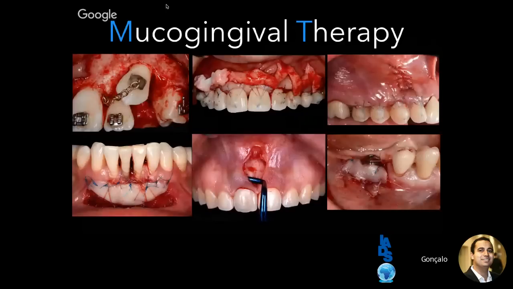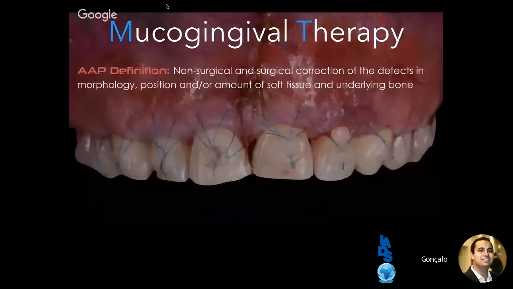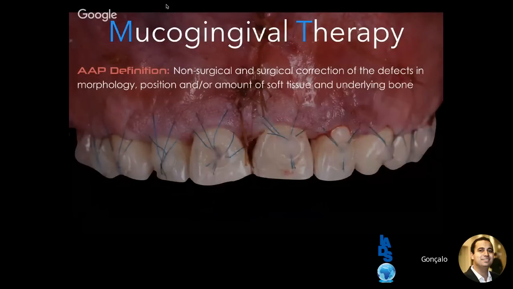So let's start with mucogingival therapy. During my presentation, I'm going to show some of my cases that I have been doing here at USC, and also describe the technique that was developed by my program director, Dr. Zade, for the treatment of mucogingival defects. But it's important to have the notion that mucogingival defects are not just associated with gingival recessions.